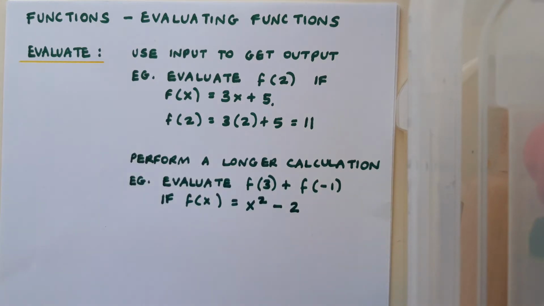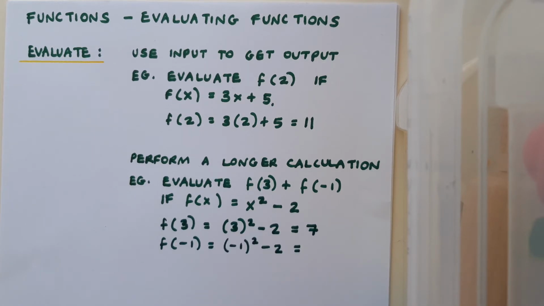For example, we might be asked to evaluate f of 3 plus f of minus 1, given the function f of x equals x squared minus 2. In a situation like this, we can evaluate each of the inputs to calculate the outputs separately and then add them together. For example, we can first of all find f of 3, which is 7, and then f of minus 1, which is minus 1, and then we can add the results together as required. And in this case, our result would be 6. So 6 is what we get when we evaluate f of 3 plus f of minus 1.